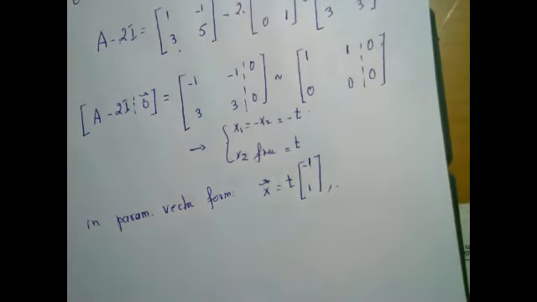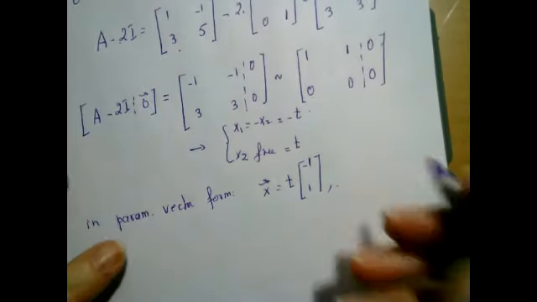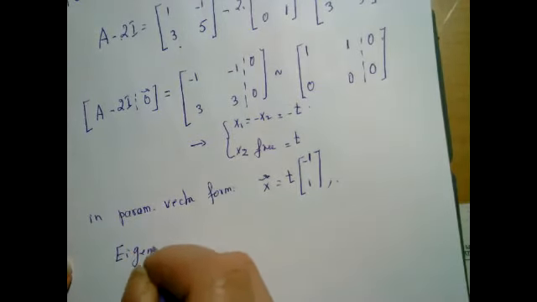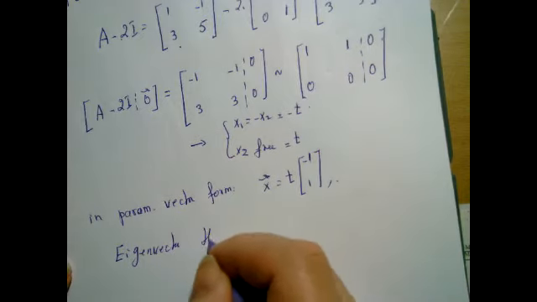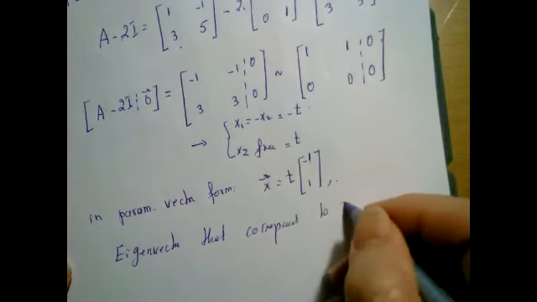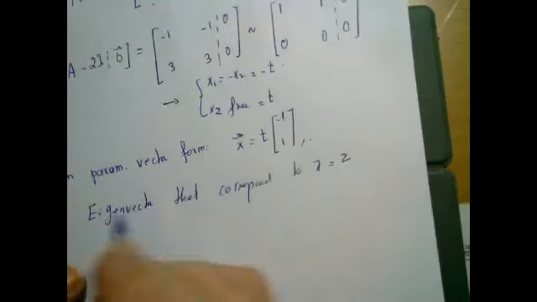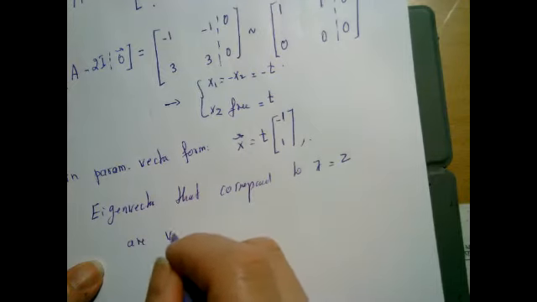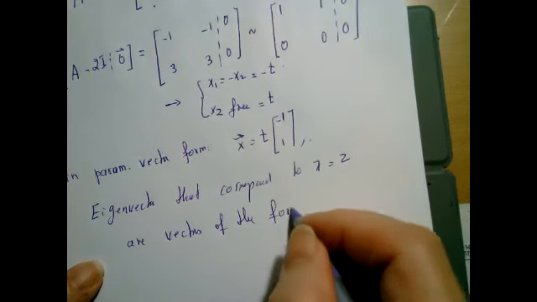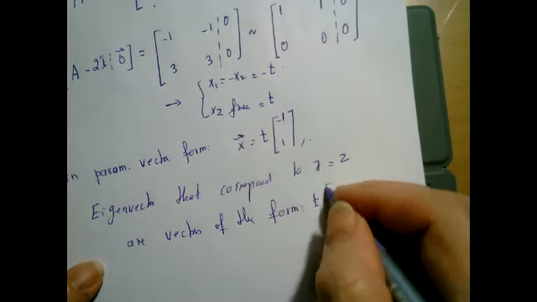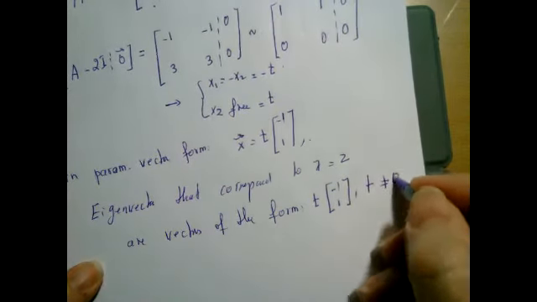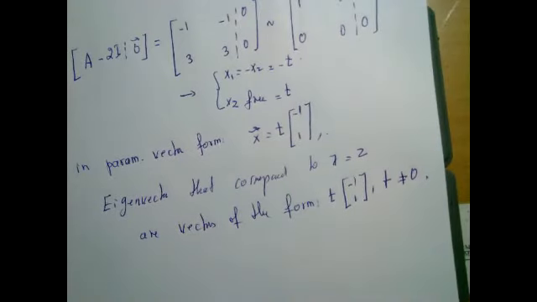Okay, so the eigenvectors that correspond to lambda equal to 2 are all the vectors of the following form: a scalar t times minus 1, 1, with t non-zero. Okay, these are the eigenvectors.